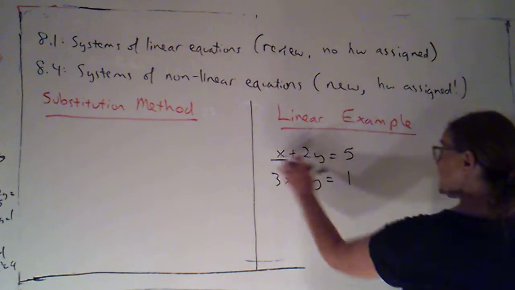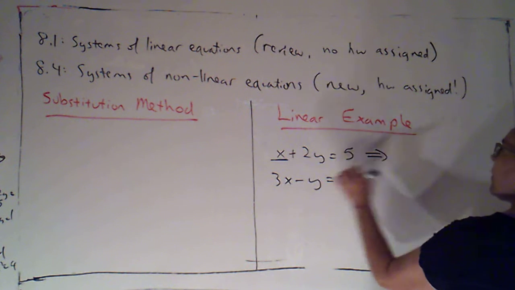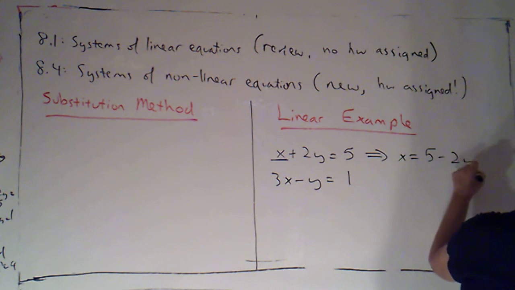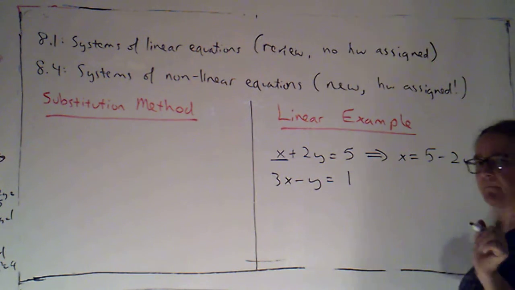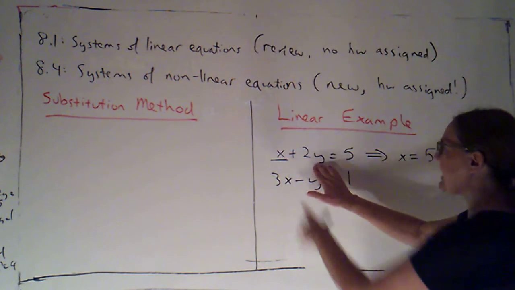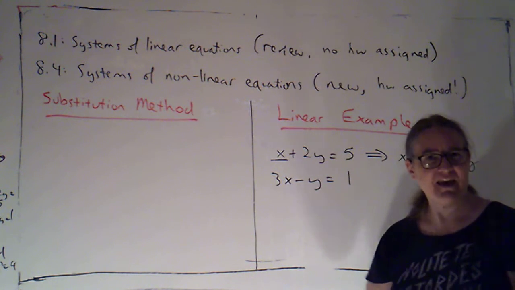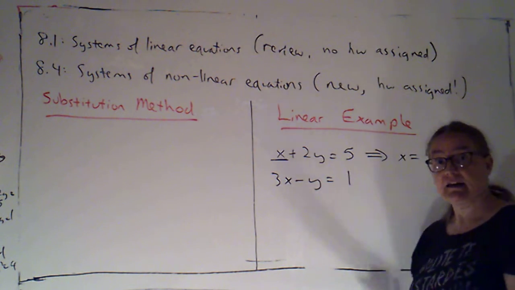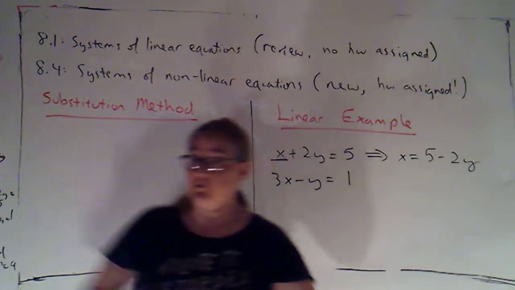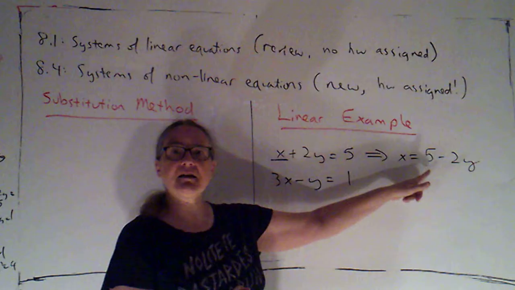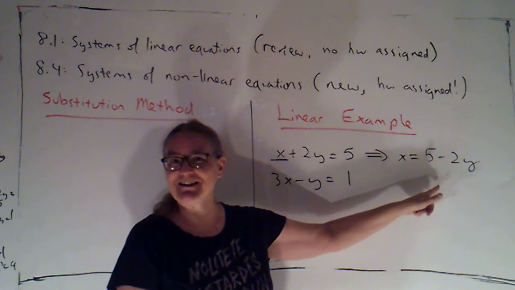So notice, if I solve this for x, all I have to do is subtract that 2y over. So x would be 5 minus 2y. Compare that to if I solved for y, I'd have to subtract over the x, but then I'd also have to divide by 2. And that would introduce fractions. Now, I can work with fractions, certainly should be able to at this point in my math career, but this is kind of nice because I don't have to at this point.